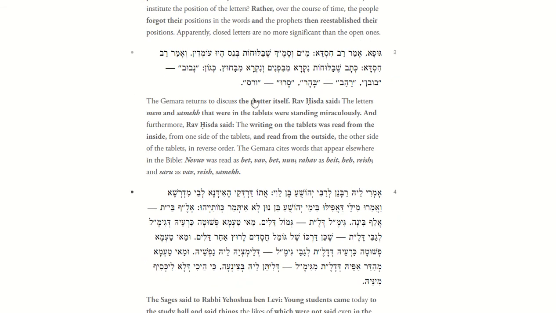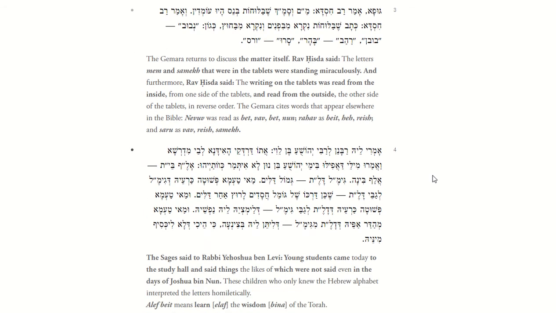The Gemara returns to discuss the matter itself. Rav Chisda said, the letters Mem and Samek that were in the tablets were standing miraculously. And furthermore, Rav Chisda said, the writing on the tablets was read from the inside, one from one side of the tablets, and read from the outside, the other side of the tablets, in reverse order. Gemara cites words that appear elsewhere in the Bible. Nevuv was read as Bet Vav Bet Nun, Rahav as Bet He Resh, and Saru as Vav Resh Samech.